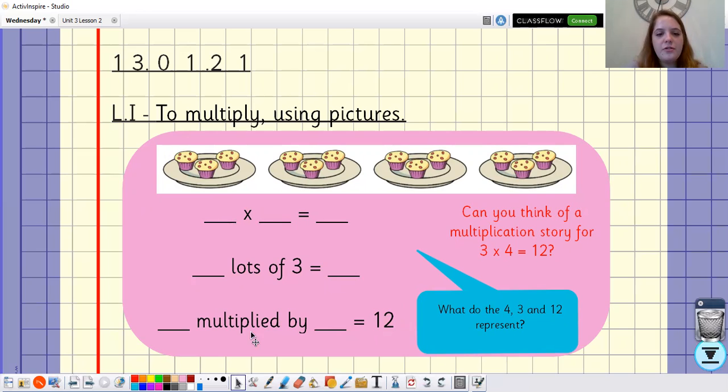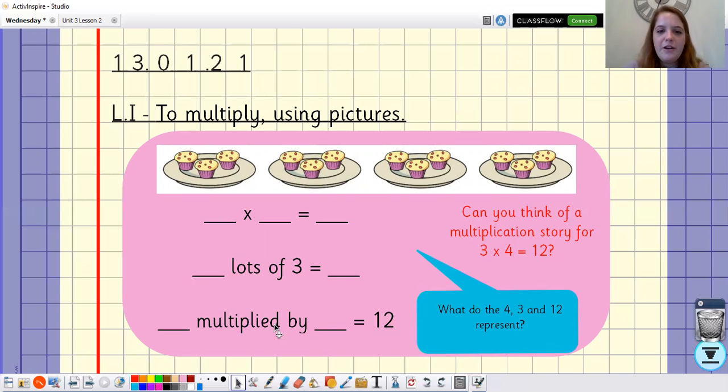Once you've had a go at answering those 3, I want you to think about what do the 4, the 3 and the 12 represent? Which one represents the groups? Which one represents how many in each group? And which one represents how many there are altogether? Now, as a final challenge, if you'd like to stretch yourself, we started thinking about multiplication stories in our last maths lesson together. So I wonder if you can think of a multiplication story for 3 multiplied by 4. So 3 groups of 4 equals 12.